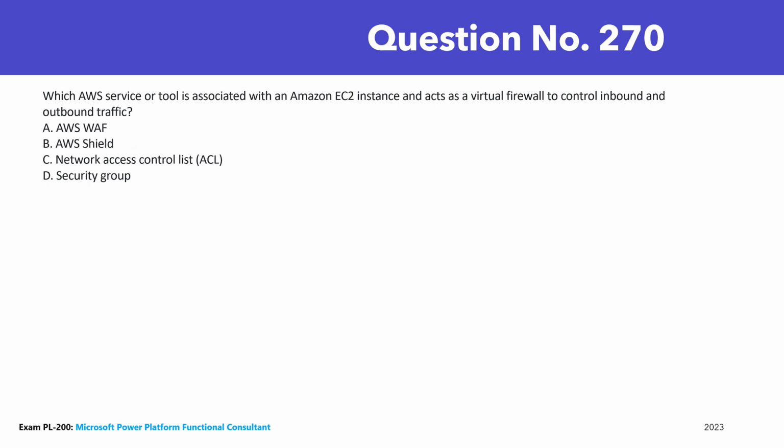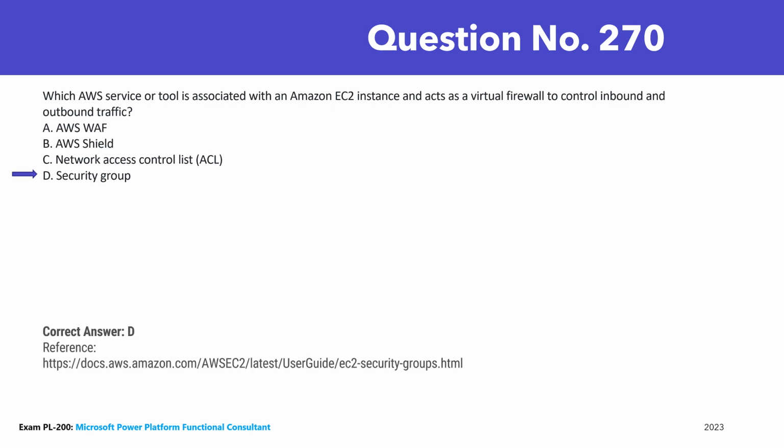Which AWS service or tool is associated with an Amazon EC2 instance and acts as a virtual firewall to control inbound and outbound traffic? A. AWS WAF. B. AWS Shield. C. Network Access Control List, ACL. D. Security Group. Correct answer, D.